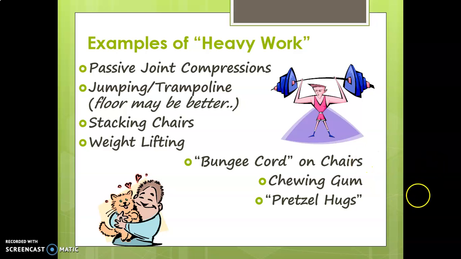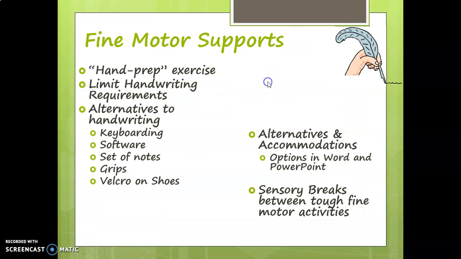Chewing gums and pretzel hugs. These are only to be used when you feel that the child can accept them, because the child should have enough intelligence. Sometimes, in most of the cases that come, intelligence may also be affected. So in those cases, don't try this.